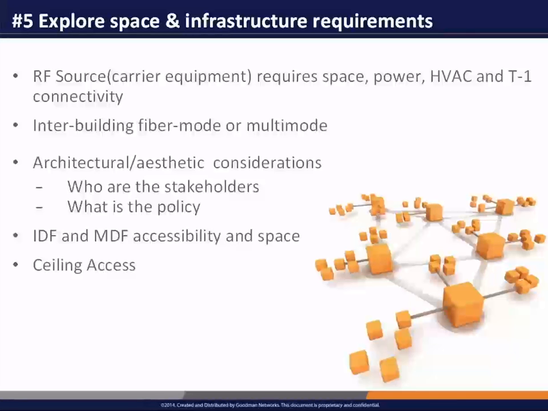And from a space requirement, a carrier is going to need a minimum of 250 square feet per carrier. So if you have 3 or 4 carriers, it's a minimum of about 1,000 feet. And depending on sectorization and the size of the build, it can easily grow to 2,000 or 3,000 square feet of space for a campus installation.